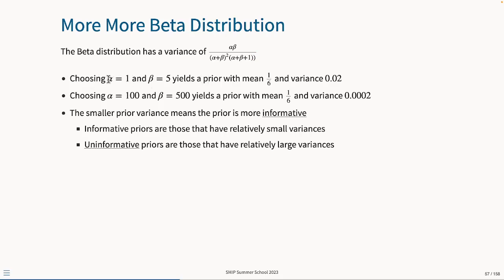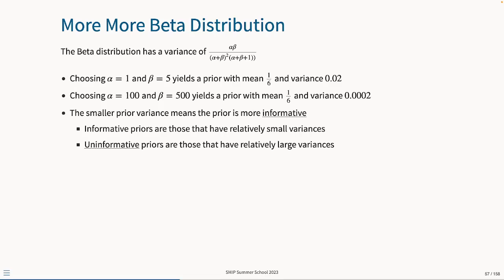Here, choosing alpha 1 and beta 5 gives us a prior with a mean of 1/6 and a variance of 0.02. That doesn't mean a whole lot by itself, but look at what happens if we did 100 and 500. The variance is 0.0002, right? It's quite a bit smaller. So think about that. When we are very certain of things, we want a variance that's very small.